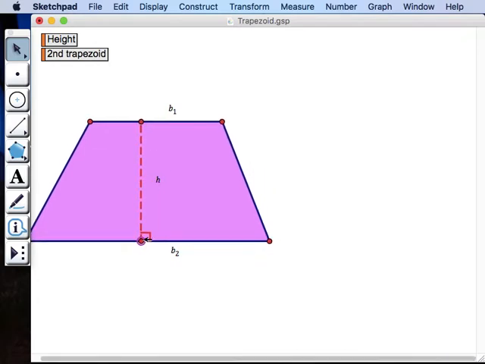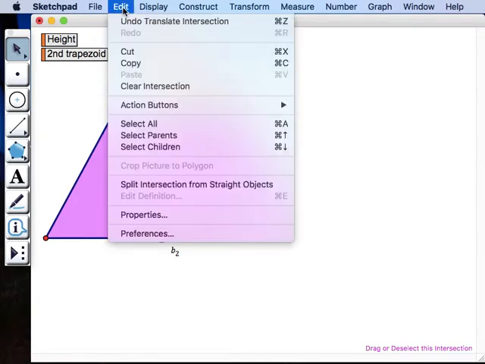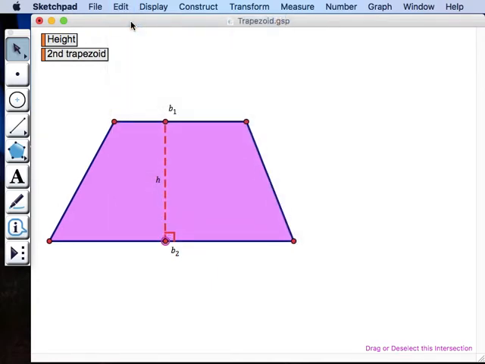Let's see if this works. Nope, that didn't work. Edit, undo. I think maybe this one will slide off. There we go. So I can slide that height anywhere along those two bases, which is the same thing I could have done with the parallelogram, because I'm measuring that distance between the parallel lines.